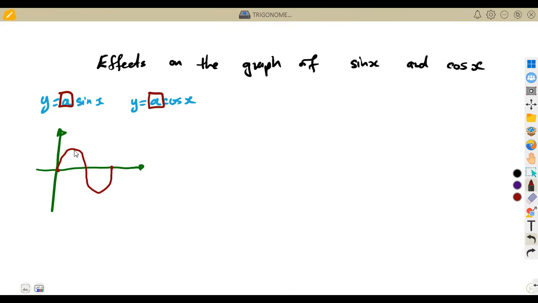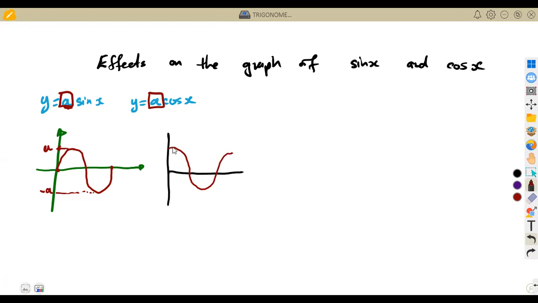So if we are talking about the maximum value here, it is going to correspond to A. The minimum value is going to correspond to minus A. The value here that is affecting is the one that you see on the maximum and also on the minimum. So it is the same thing even if we were to have the graph of cosine. Remember, the graph of cosine was like this.